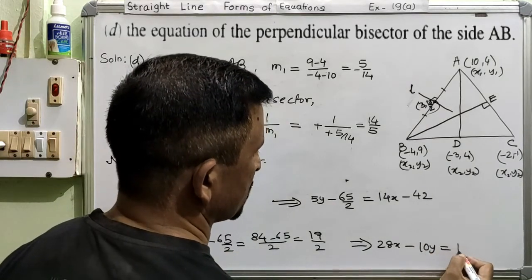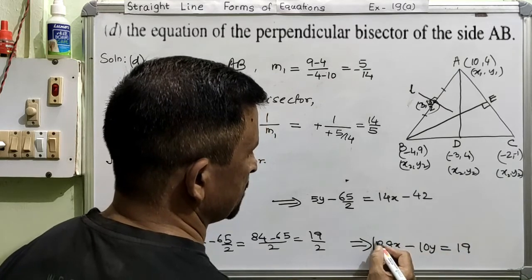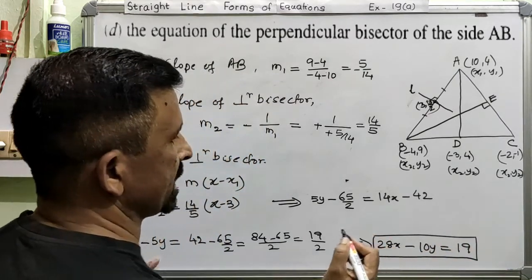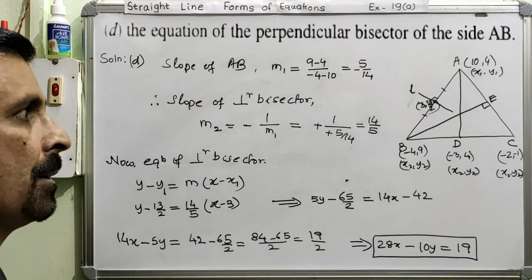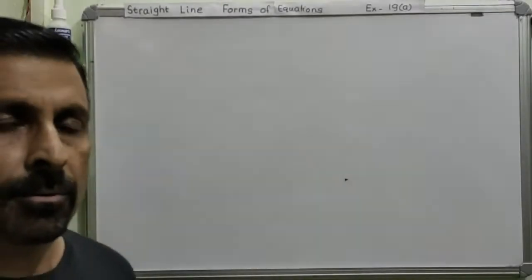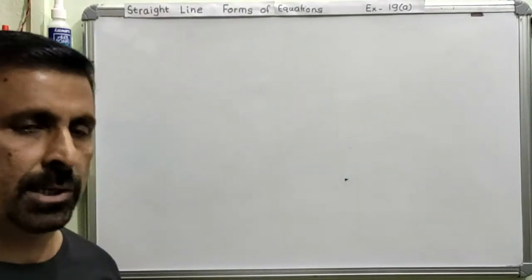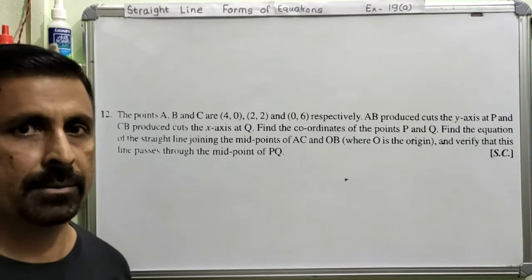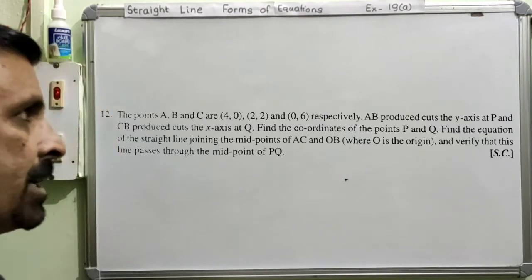Y is equal to 19, and this became the equation of your perpendicular bisector. Hope this question is clear, right? Thank you. Now we are moving on to the last question of this exercise. We will be doing questions till number 12. So look at question number 12.